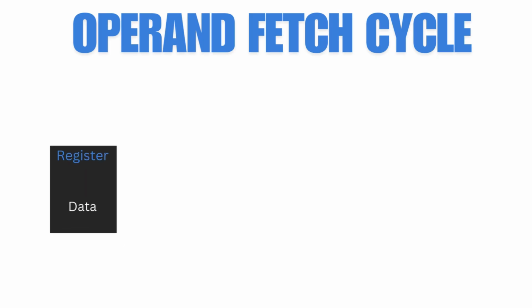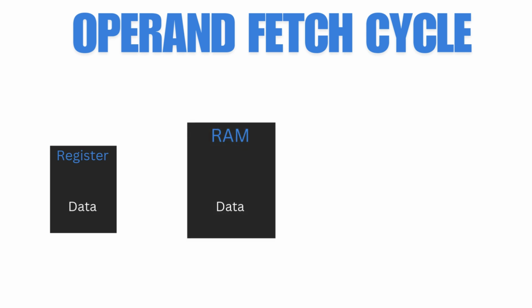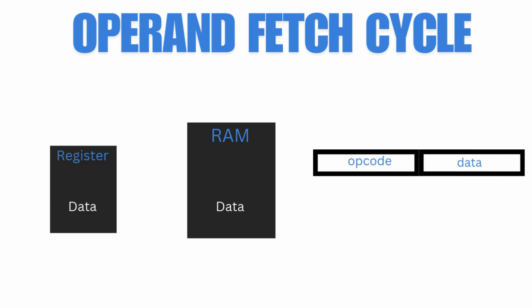The process of fetching the operand varies depending on its location. If the operand is in a register, it is directly accessed from the CPU's internal register set. If the operand is in the memory, the CPU sends a memory read request to the memory controller, which retrieves the operand from the corresponding memory location. Suppose the operand is embedded in the instruction as a constant. In that case, it is directly available from the instruction, and no additional fetch is needed.